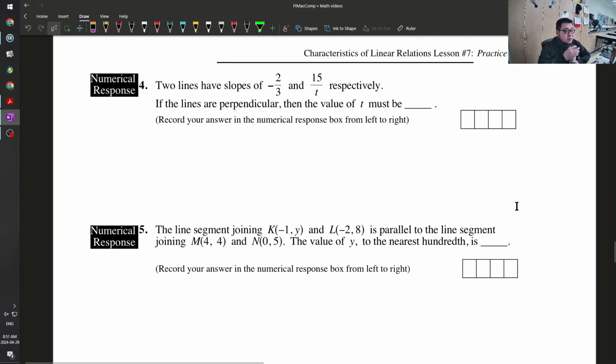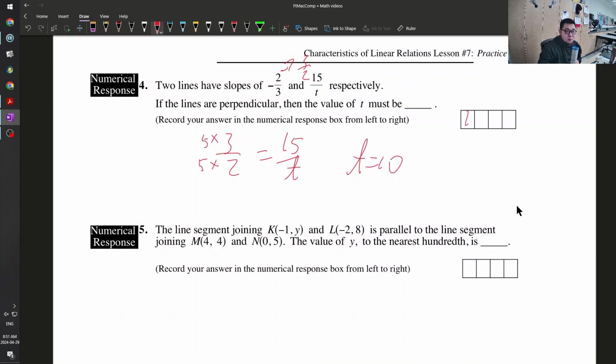Okay, two lines have the slope of this and this. If the lines are perpendicular, the value of t must be. Okay, so if these are perpendicular, that means they are the negative reciprocal of each other. What is the negative reciprocal of 2 over 3? It is 3/2. So that means 3/2 must equal 15/t. Multiply this side by 5. We get t is equal to 10.